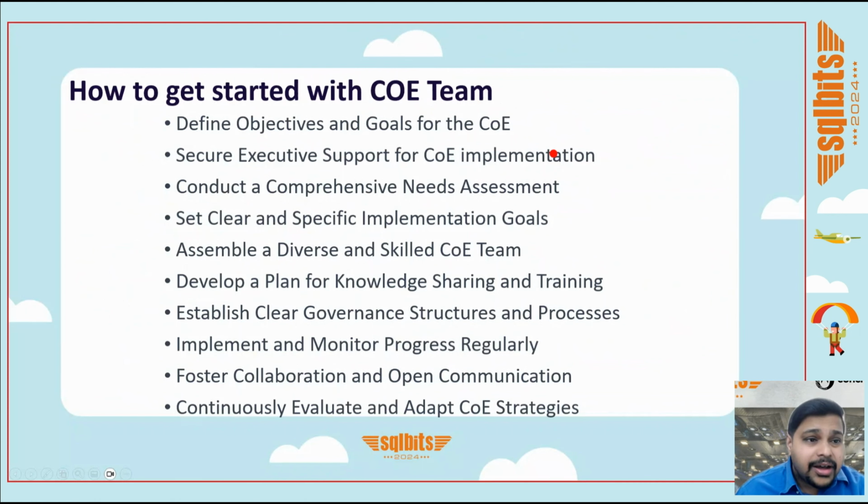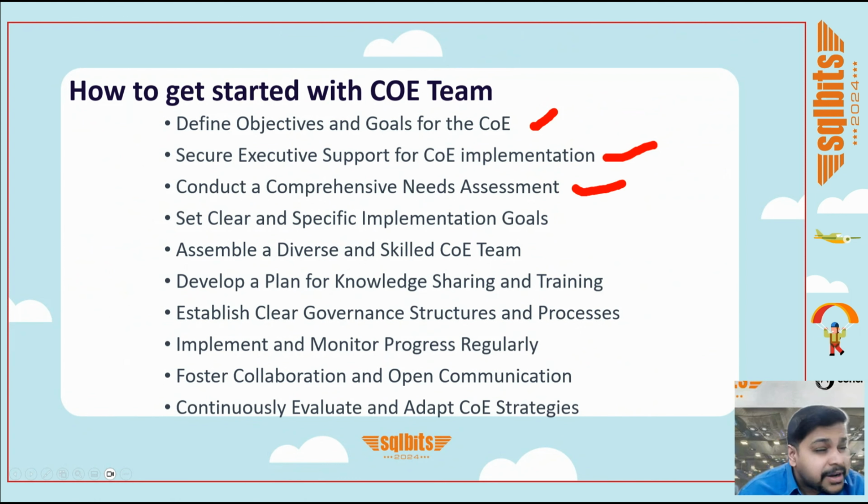So, starting with defining objectives and goals for the COE team. This is core. You have to define your goals and the objective for your COE team. What is that thing that you will achieve in the next 2 weeks, next 4 weeks, next 6 weeks? The second one is securing executive support. You know that without the blessing from the executive, you won't be able to do that. So you have to secure those executive blessings.